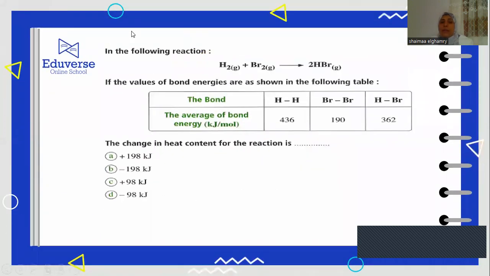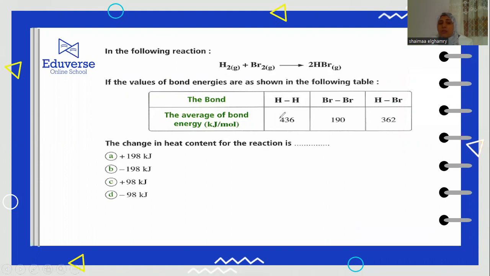Here we have an example. In the following reaction, H2 plus Br2 give us 2HBr. If the values of bond energies are shown in the following table, the change in heat content for the reaction is, we are going to choose from these choices. So, as we said, we have an equation. We should make sure that the equation is balanced. So here we have 2 hydrogen, and here 2 hydrogen, 2 bromine, 2 bromine. Okay, it's balanced.